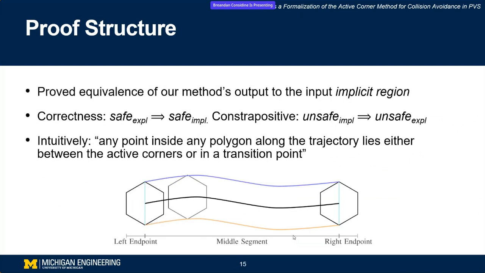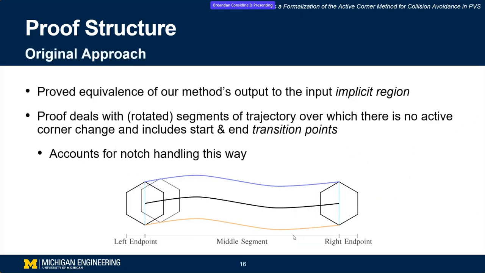So we prove the contrapositive in our paper. We say that something that's unsafe in the implicit formulation implies that it's unsafe using the explicit formulation. Intuitively, that means any point along any polygon somewhere along this path is going to lie either between the active corners, between this blue and this orange line, or it's going to lie in a transition point, either at the beginning or the end of a segment of the trajectory. So we look at rotated segments of the trajectory. We go piece by piece, and we look at places where there's no change in the active corner, which is to say you're following the same corner the whole time. And then you can look at another segment of the trajectory and follow a different set of corners.